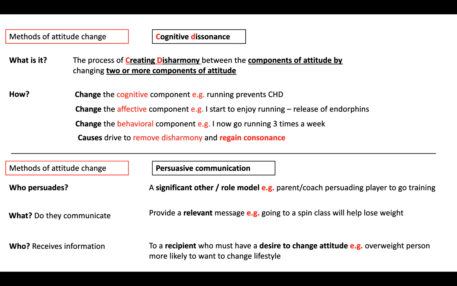So persuasive communication has to come from a significant other. The message has to be relevant to the individual, and the recipient has to have a desire to change their attitude. And you have your examples there.